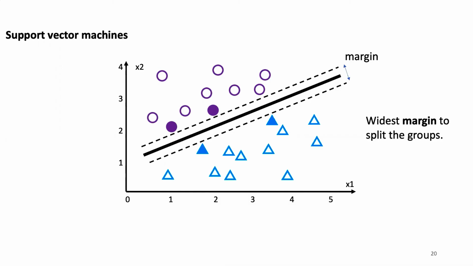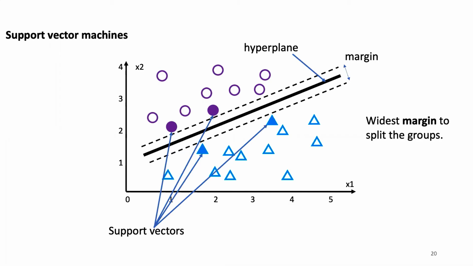So support vectors are data points that are closer to the hyperplane and influence the position and orientation of the hyperplane. Using these support vectors, we maximize the margin of the classifier. Deleting some support vectors will change the position of your hyperplane. So support vectors are the points that help us build the SVM, right?